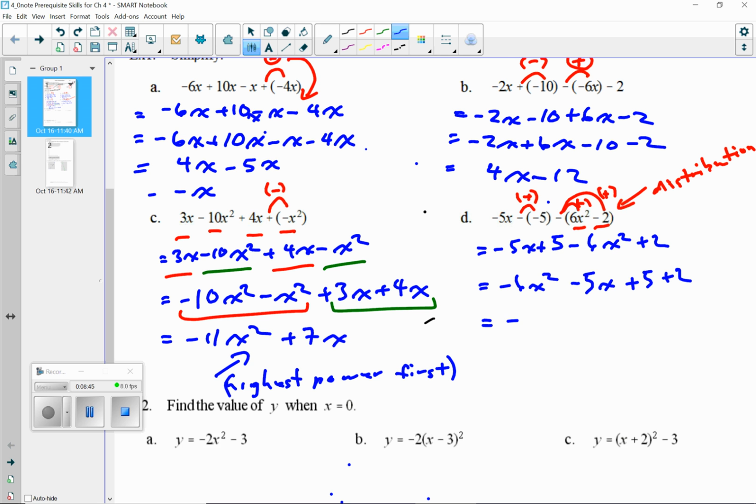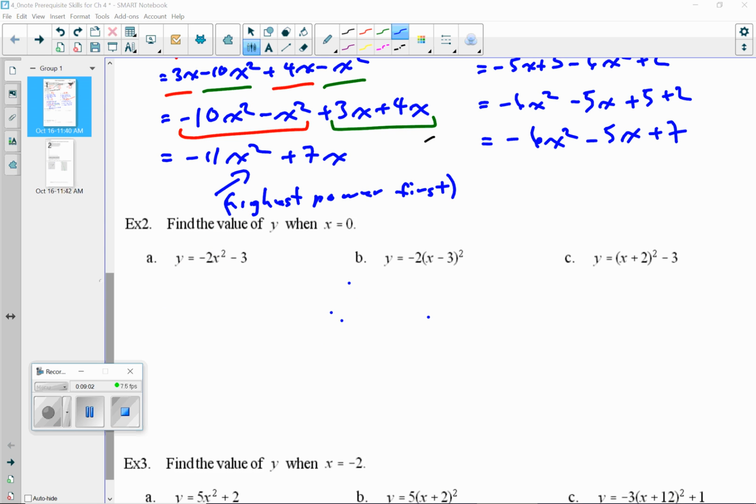Now, we leave negative 6x squared because it's a different term than the others. So we have minus 6x squared, plus 5x minus 5x, and then plus 5 plus 2 gives us plus 7.